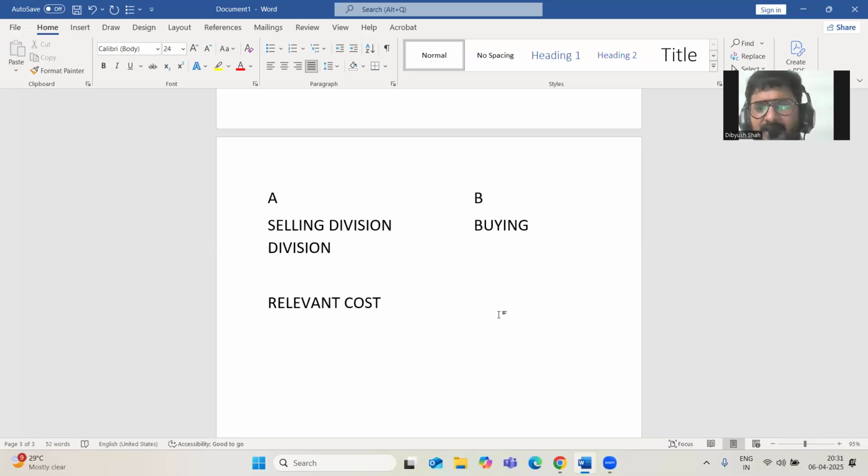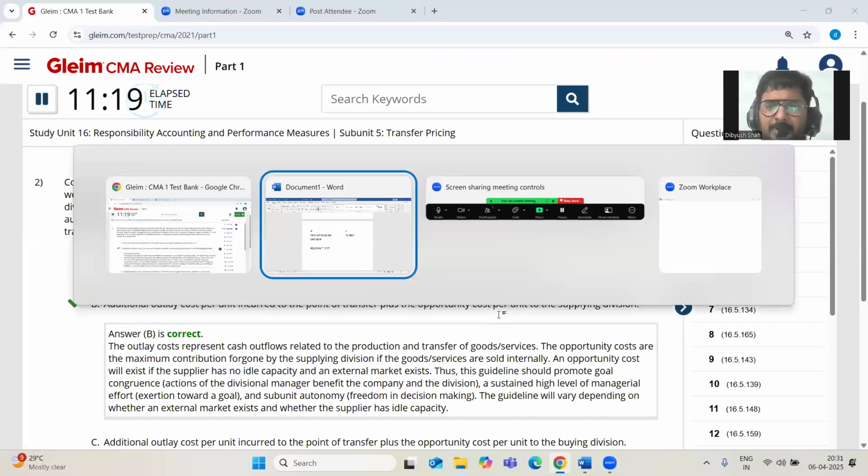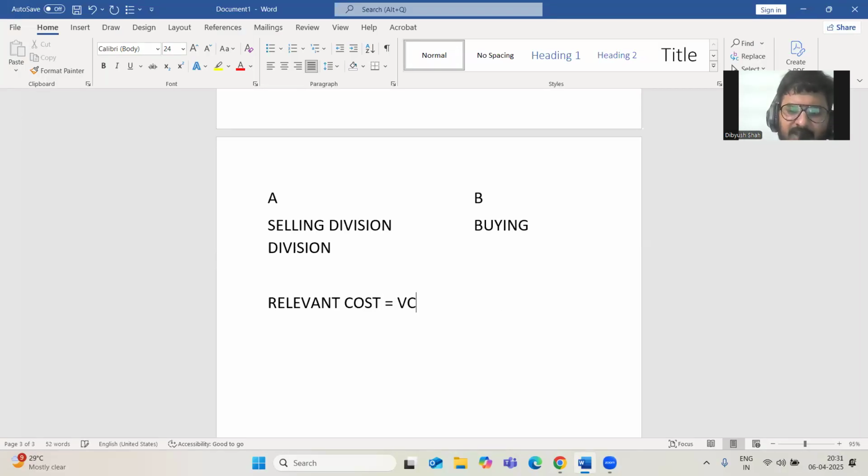Option A was telling it should be full cost per unit plus a markup. Full cost per unit means variable cost plus allocated fixed cost. This is your full cost. And on this, you will add some profit, 10%, 20%, whatever.